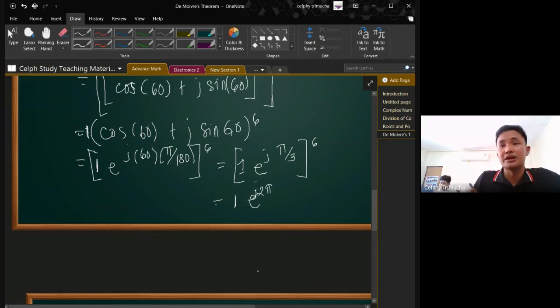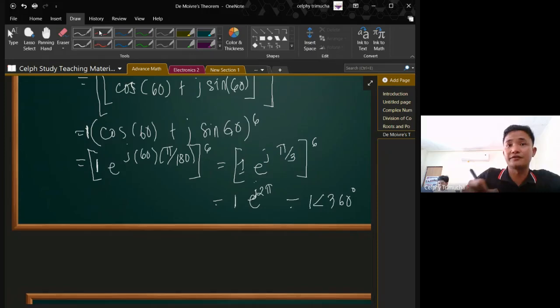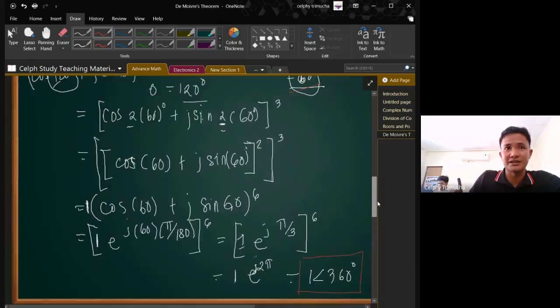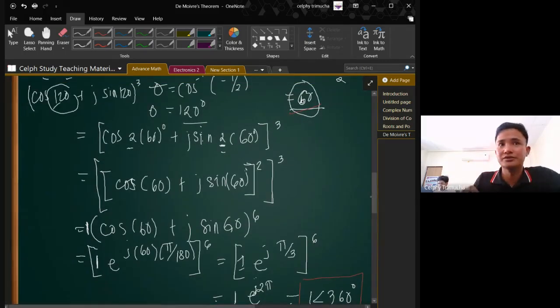If we express our answer in polar form, we copy the 1, and our angle will be 2 pi, which is 360 degrees. So our final answer is 1 angle 360 degrees. I just want to show that if you divide differently, we still get the same answer.